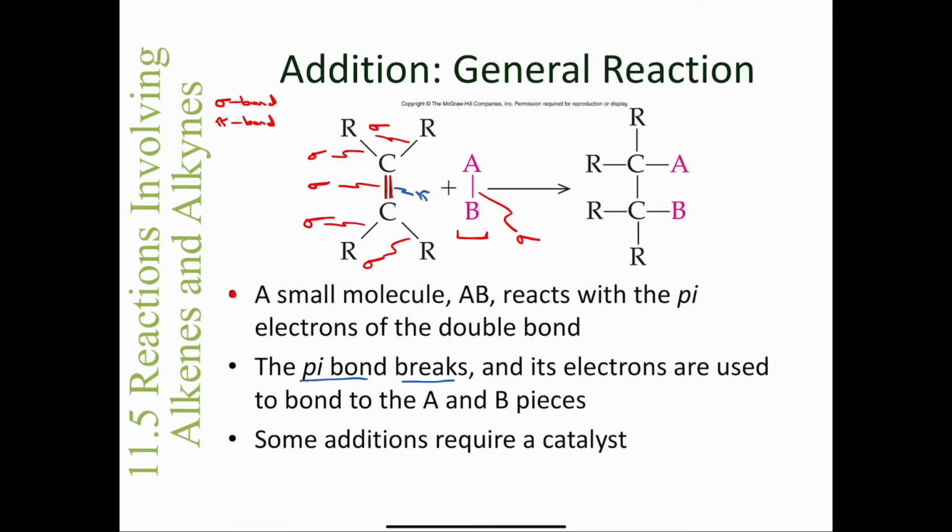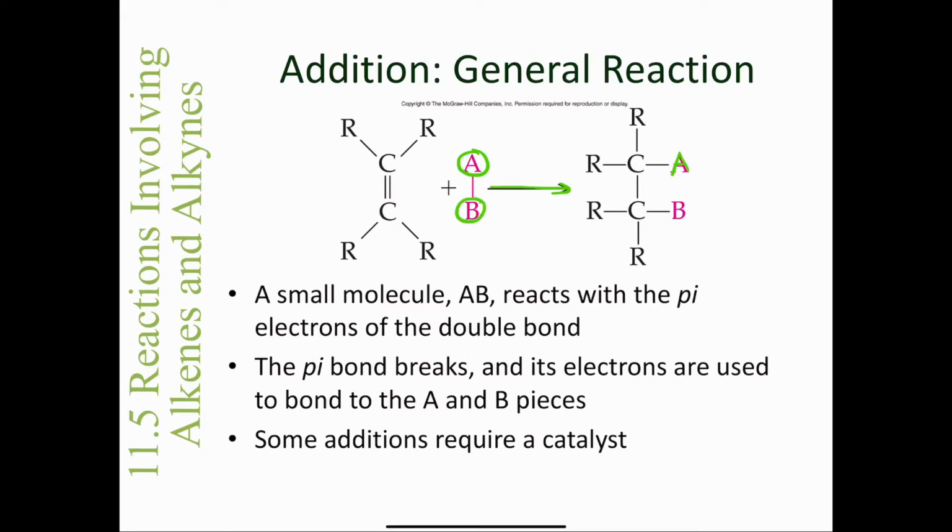It's also important that you know that some addition reactions require what is known as a catalyst. A catalyst is simply a species that is used to lower the activation energy of the reaction and thus increase the reaction rate. And you can also see here that when that pi bond breaks in the reaction, I'm taking A and adding that to one of the carbons, and then I take B and add that to the other carbon.